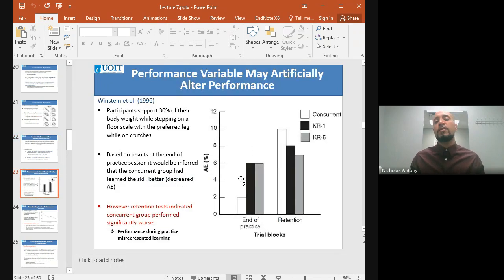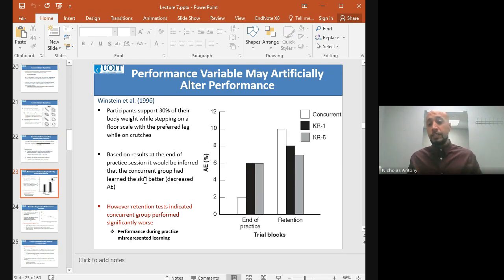So here we have an example of this idea that performance measurements may artificially alter performance. Here we had a motor skill study where they wanted people to practice using crutches by placing 30% of their body weight on their foot while the other foot was up and they were holding crutches, okay? So they're using a force plate. They had to practice being able to put 30% of their body weight on the foot while the rest of the weight was on the crutches, okay?